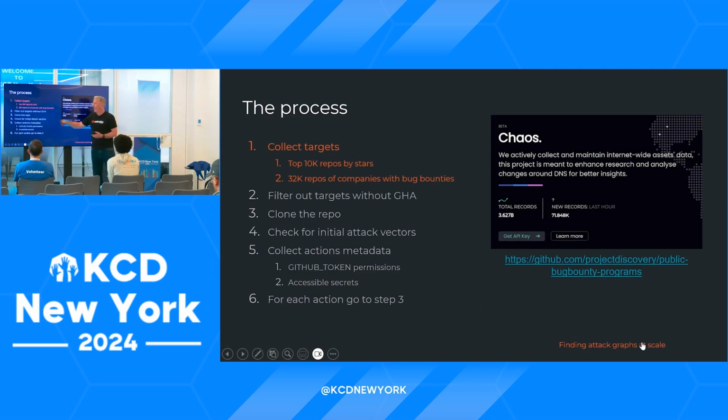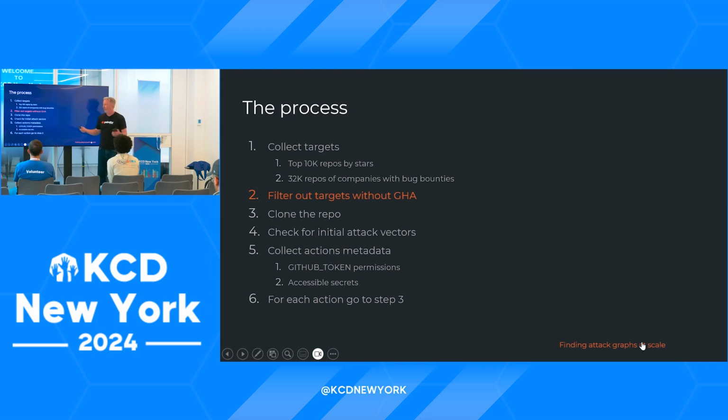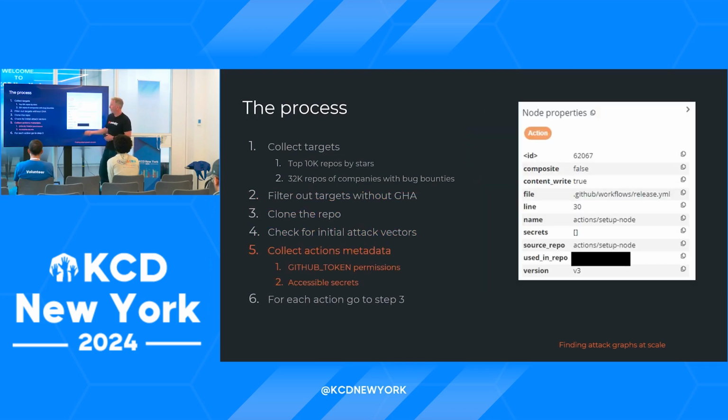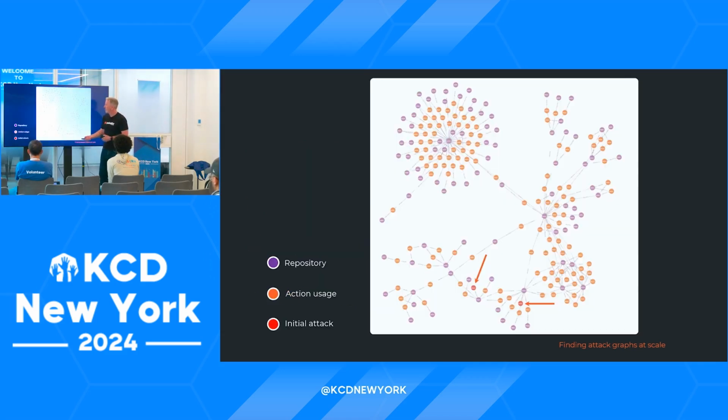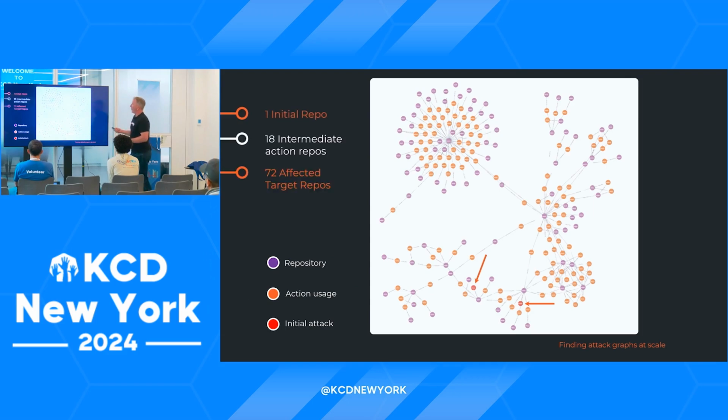The 7,000 came from the top 10,000 starred GitHub repositories, and because we're greedy, 32,000 repos of companies that had bug bounties. We filtered out the ones that didn't have GitHub Actions, hence 7,000, cloned the repo, checked for the attack vectors, stole the tokens and all the available secrets, checked to see if those tokens had permissions, like the permissions we're talking about, and looped it. We found one repo that allowed us to attack 18 intermediate repos that allowed us to attack 72 repositories of the 7,000 we were after, and that's just one example.